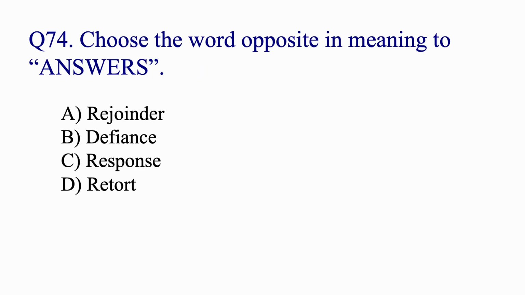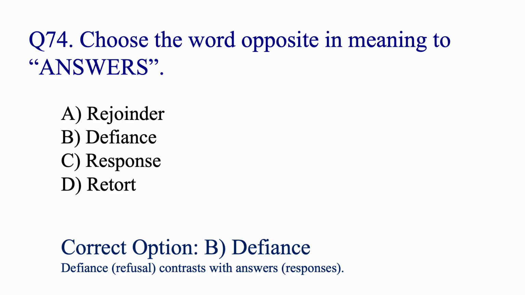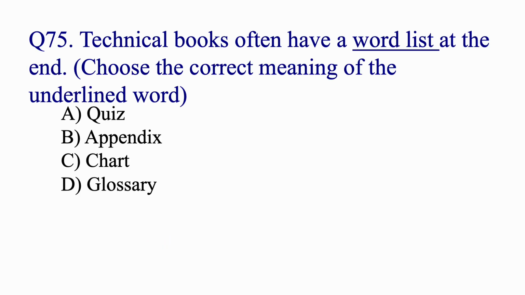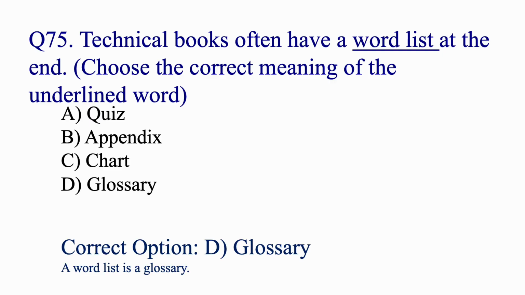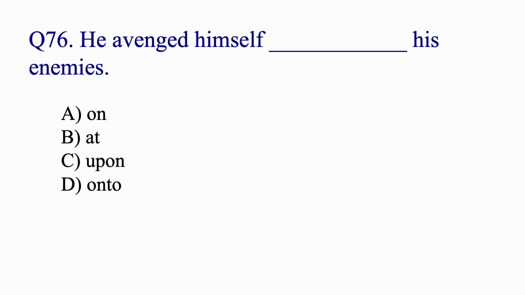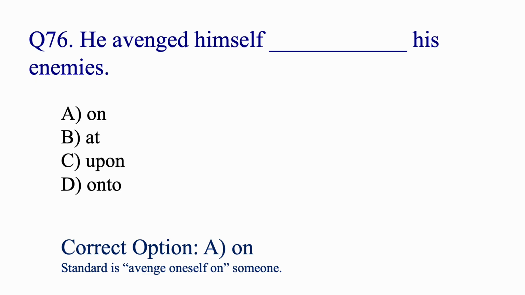Choose the word opposite in meaning to answers. Defines. Technical books often have a word list at the end. Choose the correct meaning of the underlined word. Glossary. He avenged himself dash his enemies. On his enemies. With avenge oneself, the correct preposition is on.